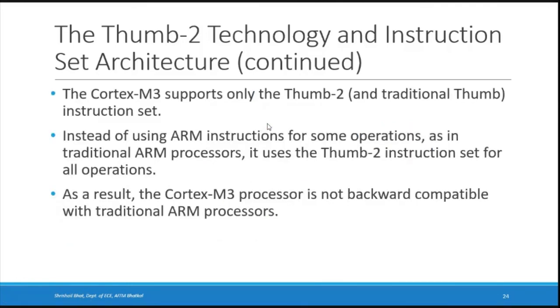So this Cortex M3 supports only the Thumb 2 instruction set. Thumb 2 and traditional Thumb. Thumb 2 contains both 16-bit as well as 32-bit instructions. So instead of using ARM instructions for some operations, as in the case of traditional ARM processors, it uses the Thumb 2 instruction set for all operations. So there is no ARM state in this case. There is only one state, that is the Thumb state, and that is the Thumb 2 state. So that's why this Cortex M3 is not backward compatible with traditional ARM processors. Not backward compatible means that once a system is built on this Cortex M3, you cannot replace it with the older versions. You can only replace it with newer versions after ARM Cortex M3.